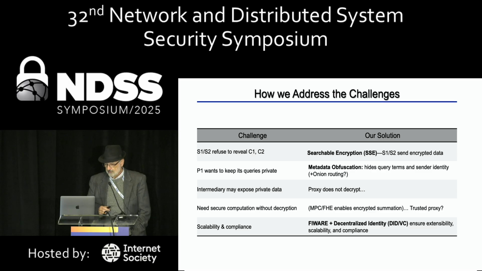But we also do some other things. That is, we use standard software and modern identification techniques in order to ensure scalability, compliance, and extensibility. Okay, so we use FIWARE, which is a standard open source set of software that helps in this domain. And we use decentralized identifiers and verifiable credentials in order to have ephemeral IDs that provide a lot of privacy.